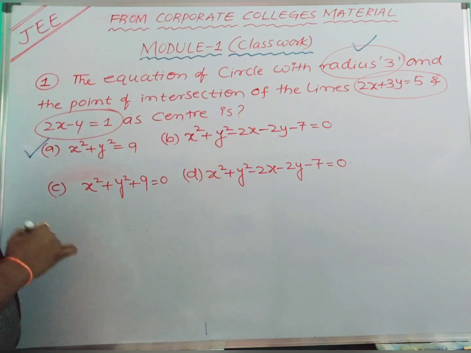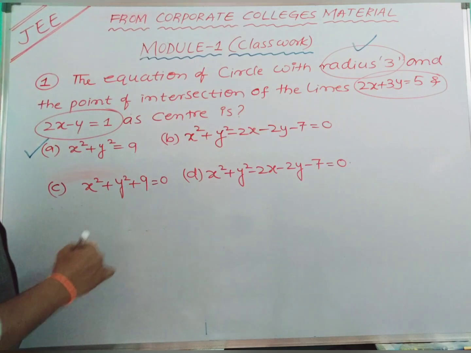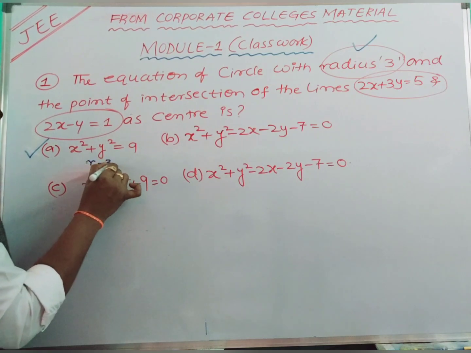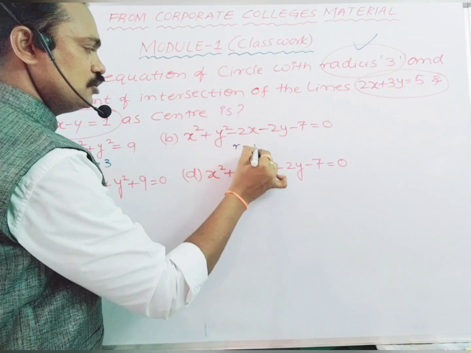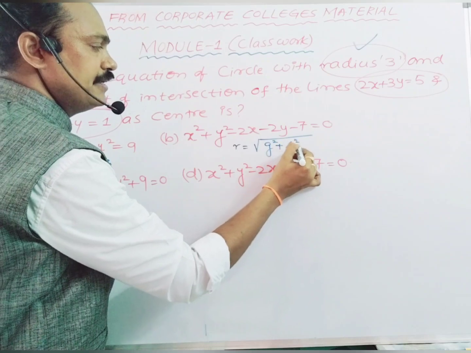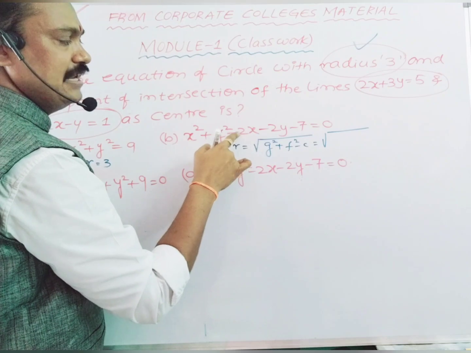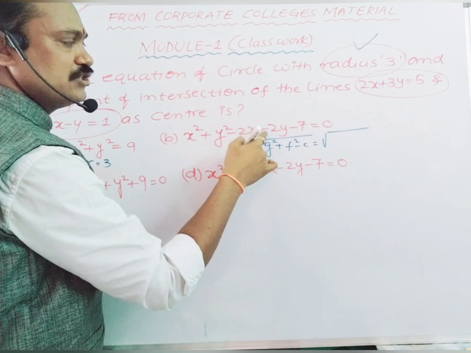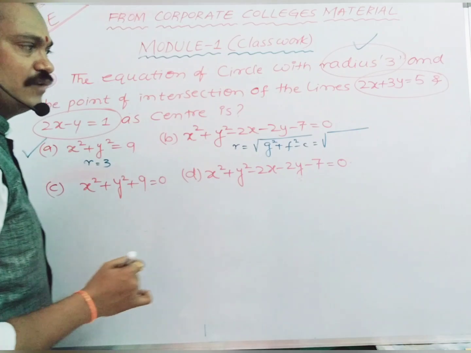This circle has 3 units radius, and let us check this also. Let us check the radius only. Here radius is 3 units, I confirmed, and here by using the formula radius equals to, how do you find it? Yesterday we discussed square root of g square plus f square minus c. What is the radius of the circle? 2gx, 2g value is minus 2. 2fy, 2f value is minus 2. G value and f value are minus 1 and minus 1.